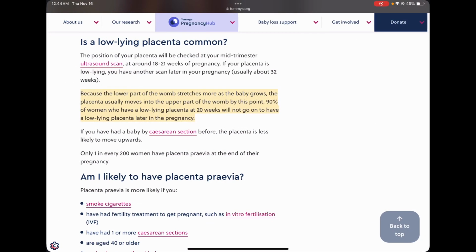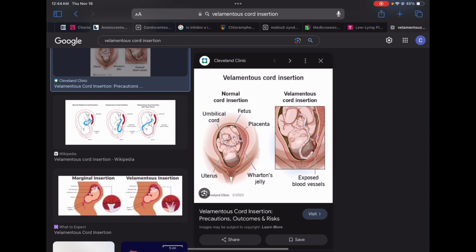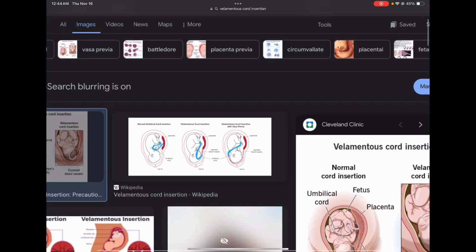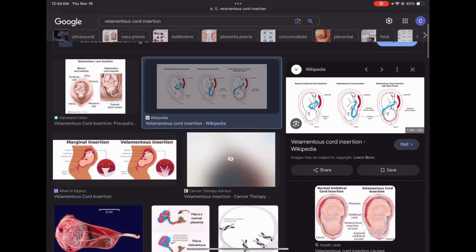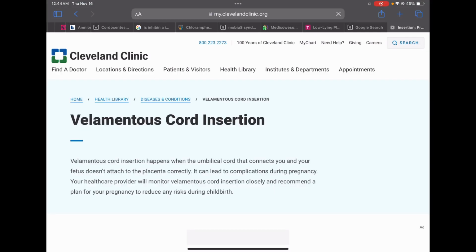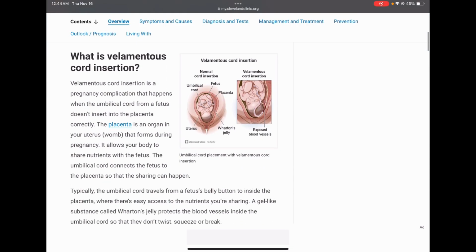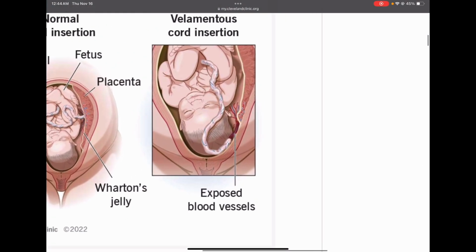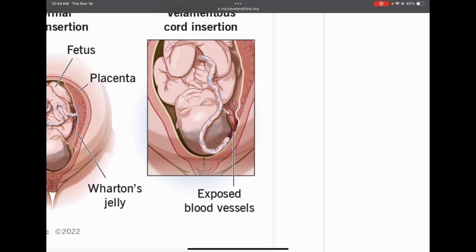What does this mean? So filamentous insertion means, on the left side in this picture, we could see that the cord is normally inserted into the placenta. But on the right side, we could see that the cord is not really inserted directly into the placenta. Rather, it's inserted on the membranes of the placenta, or you could say on the membranes of the amnion right here, and the blood vessels are pretty exposed.